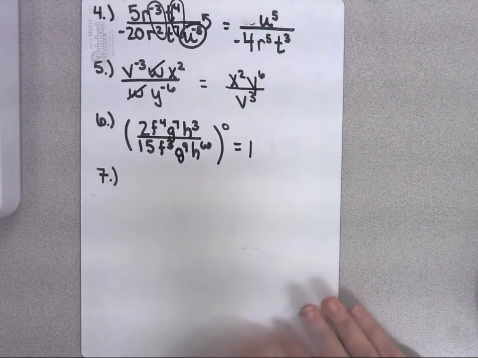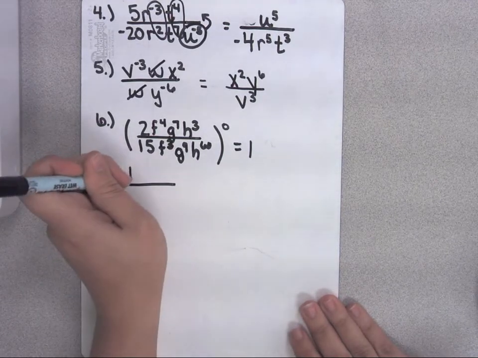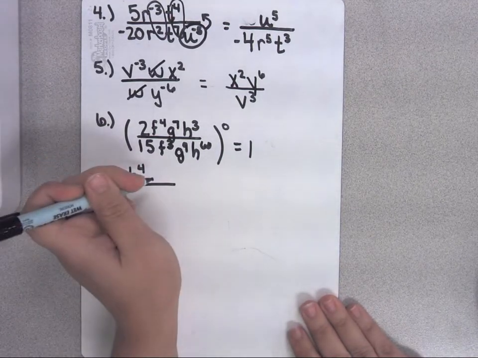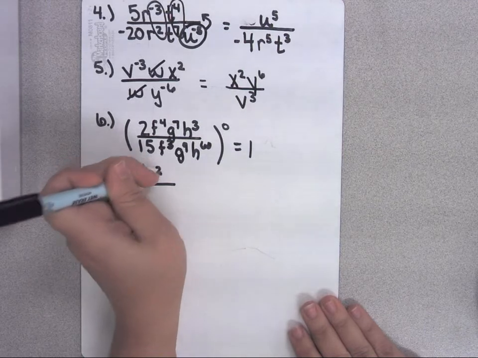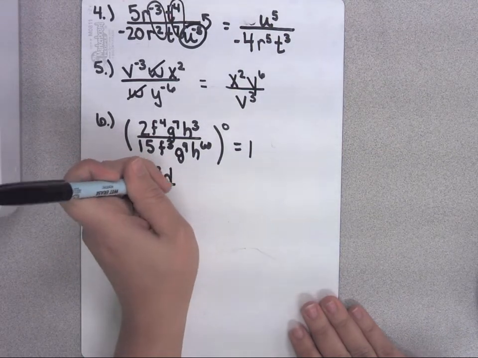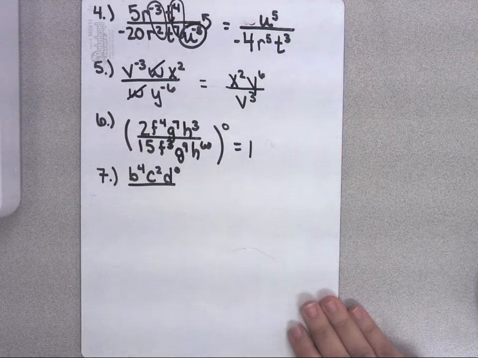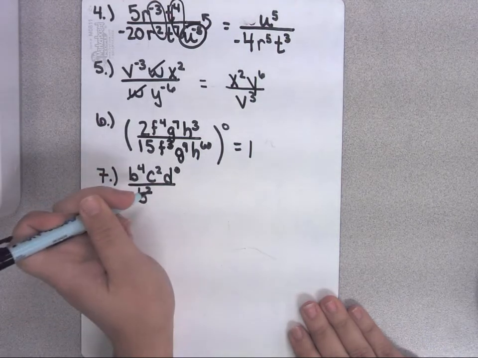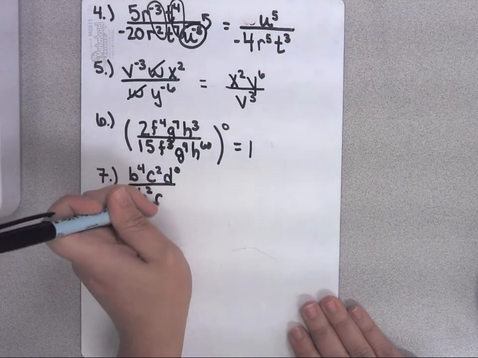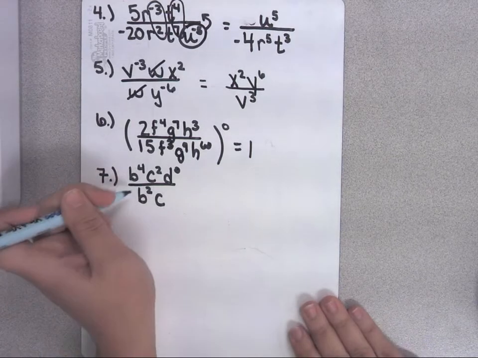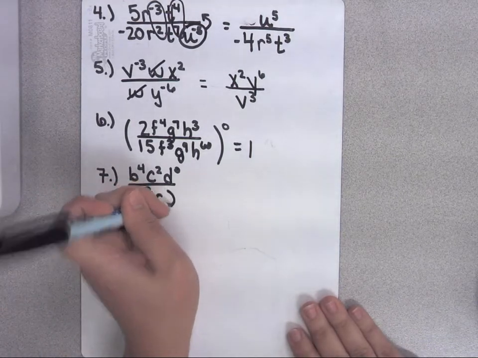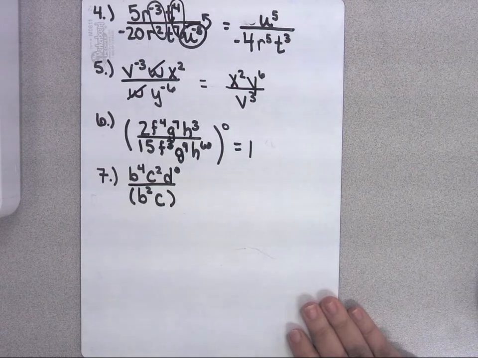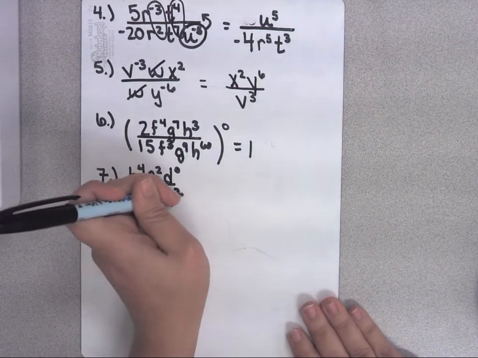Okay. Top of the fraction: B to the 4th, C squared, D to the 0. B squared on the bottom, C on the bottom. Only the denominator is in parentheses. This happens sometimes. And then square just the bottom.